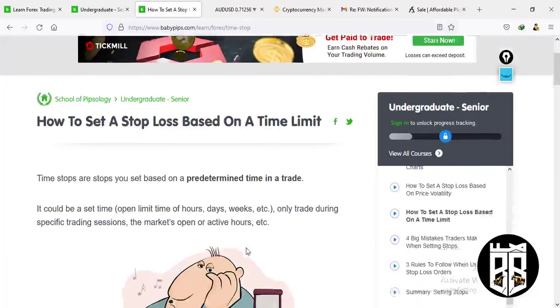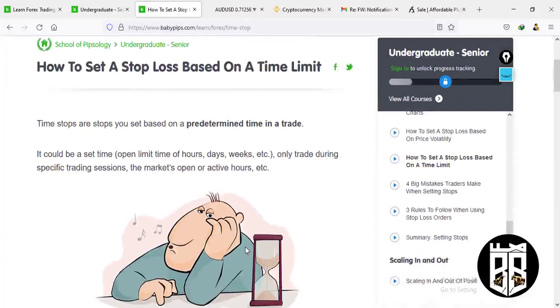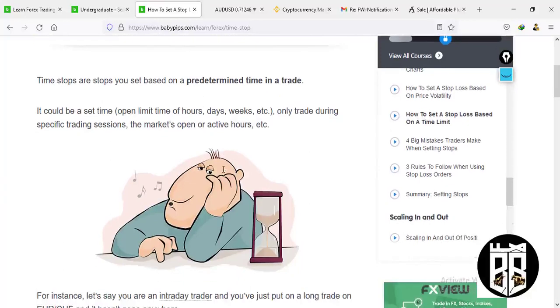So here we are on how to set a stop loss based on a time limit. Now this section is just saying set a stop loss on a predetermined time in a trade. It could be hours, maybe days, maybe weeks or months or what have you. But the point is you should only trade during specific trading sessions. The market opens, the market is active, the market is on. That is when you should trade. Don't just sit and wait for your trades all day long.